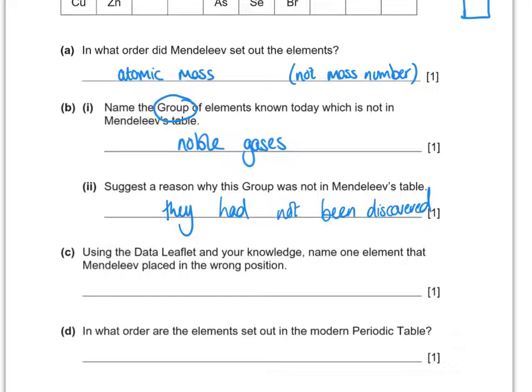Next one, using the data leaflet and your knowledge, name one element that Mendeleev placed in the wrong position. A lot of people here were talking about iodine and tellurium, and those are ones he switched in order to better suit their properties, but that was not the wrong position. In fact, looking at our modern periodic table, that was the correct order to put them in, because now that we have them in order of atomic number, it fits. Tellurium comes before iodine, just as Mendeleev had switched. So that's not what we're looking for here.